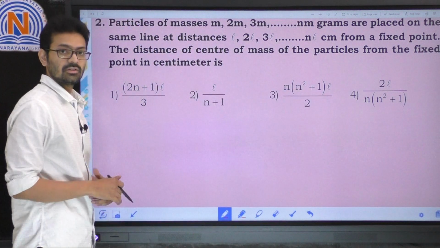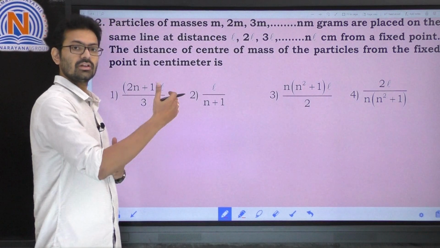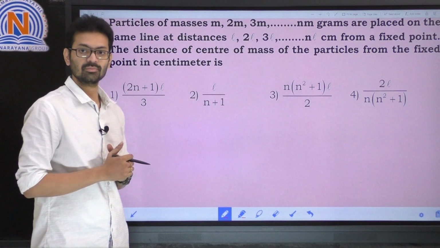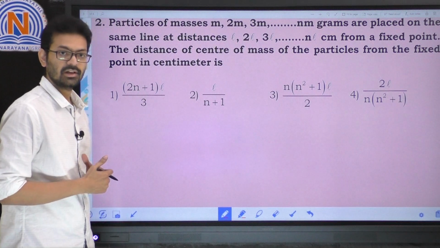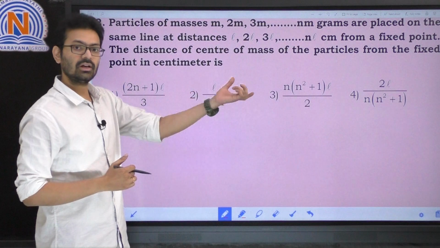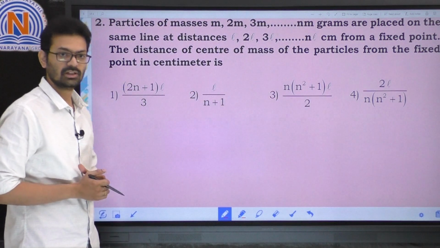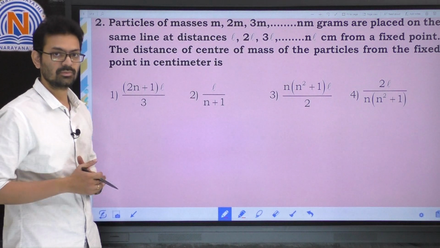In this problem, particles of mass m, 2m, 3m and nm grams are placed on the same line, at distances L, 2L, 3L and nL from a fixed point. The distance of the center of mass of the particles from the fixed point in centimeters is.